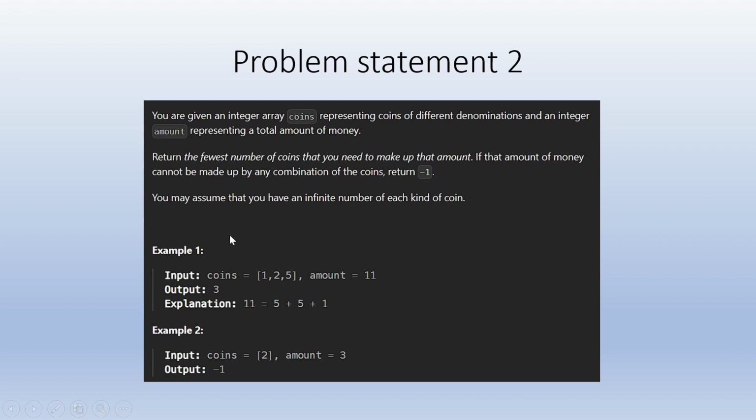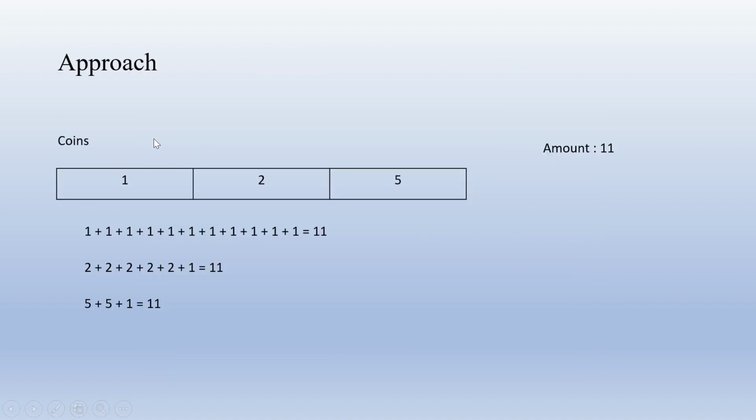These are the examples. Let's see the first example. In the first example, the coins are 1, 2, and 5, and we have to make the amount 11. There are many approaches. Basically, we can sum up to 11 with 11 ones, adding 1 plus 1 up to 11 times. Or 5 plus 5 plus 1 is equal to 11, and 2 times 5 plus 1 is equal to 11. But we have to find the minimum number of coins. So the minimum number of coins will be 3.